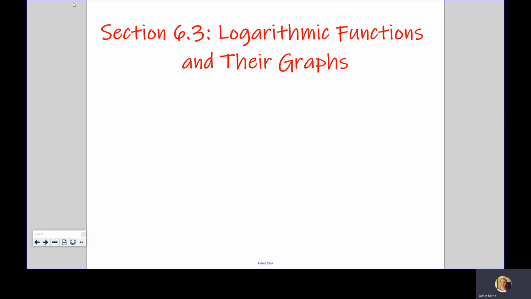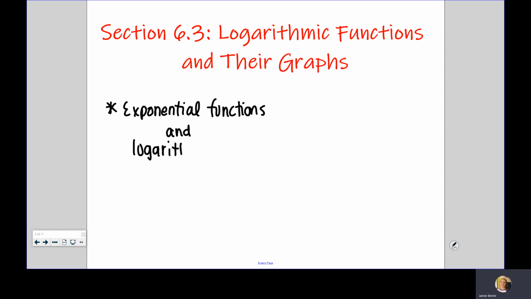So in this section, we are going to talk about what a logarithmic function is, what its purpose is, and why we need to use them. In any algebra class, you'll always talk about logarithmic functions right after you talk about exponential functions, and that's because exponential functions and logarithmic functions are inverses.